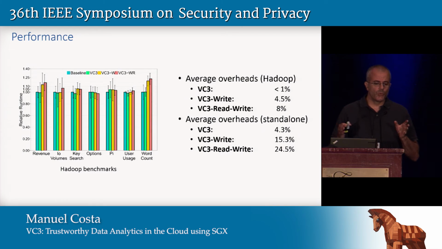Now, when we run this on Hadoop, there are lots of things happening in the system that mask the real overheads of VC3. These things are scheduling Hadoop jobs, shuffling data around, launching processes, those types of things. So to have a better understanding of the overhead, we also ran the map and reduce tasks in isolation without Hadoop. So on a single machine, just executing, for instance, a map function over an input split. And there we see some higher overheads. So for VC3, we see an average of 4%. For VC3 with region-write integrity, an average of 15%, and with the read-write integrity, an average of about 25%.